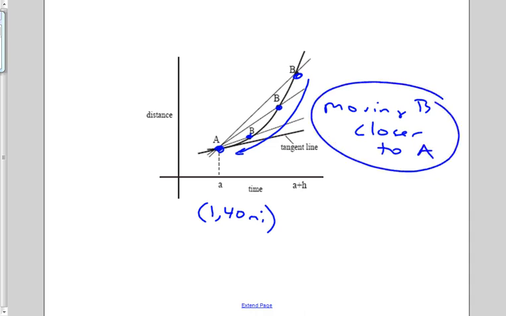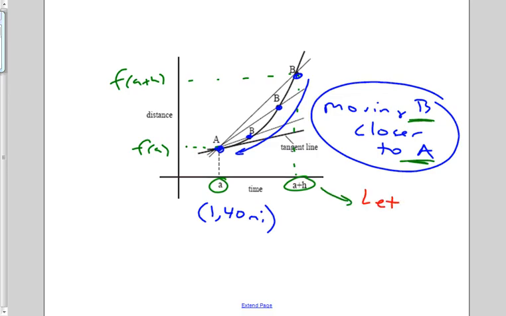Or in a more mathematical sense, here's the point A, here's the point f of A, and here's point A plus h, and its corresponding point f of A plus h. What we're doing as we move B closer to A is letting h approach 0, where h is this distance between them.